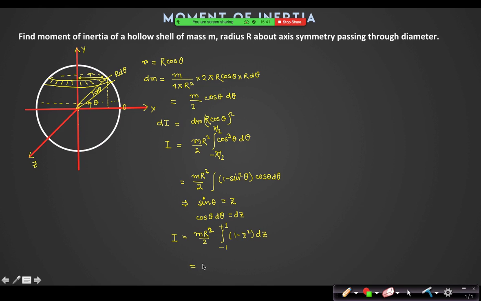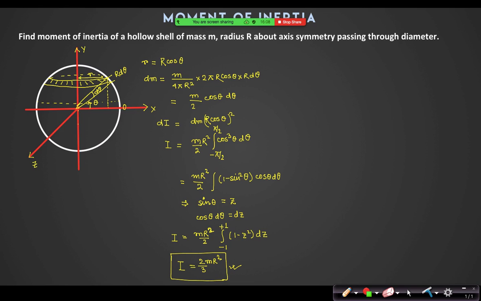Sorry, 2 mr square by 3. So the answer will be 2 mr square by 3. You should remember this result. Moment of inertia of a hollow shell about any axis passing through center is 2 by 3 mr square. That is one method where we have used the method of integration.